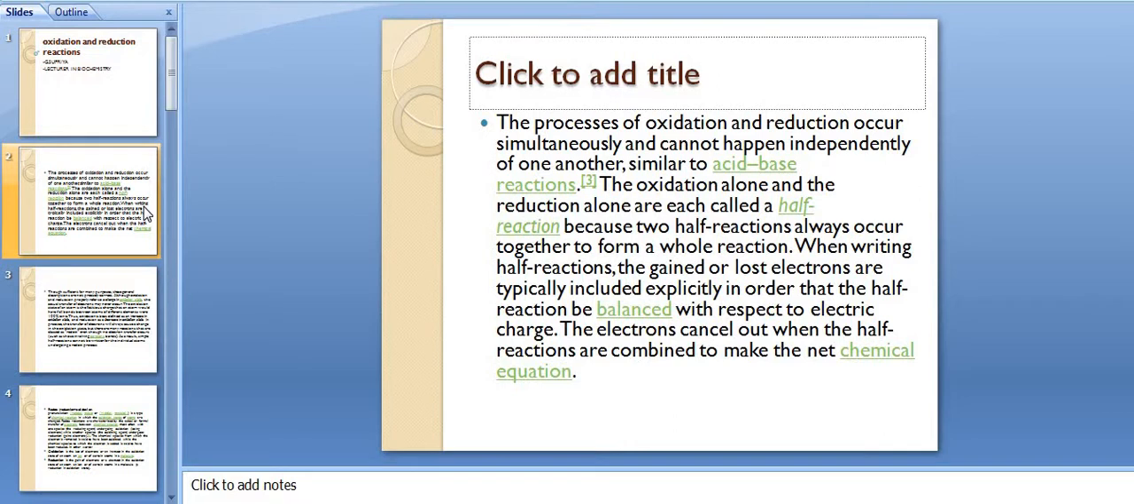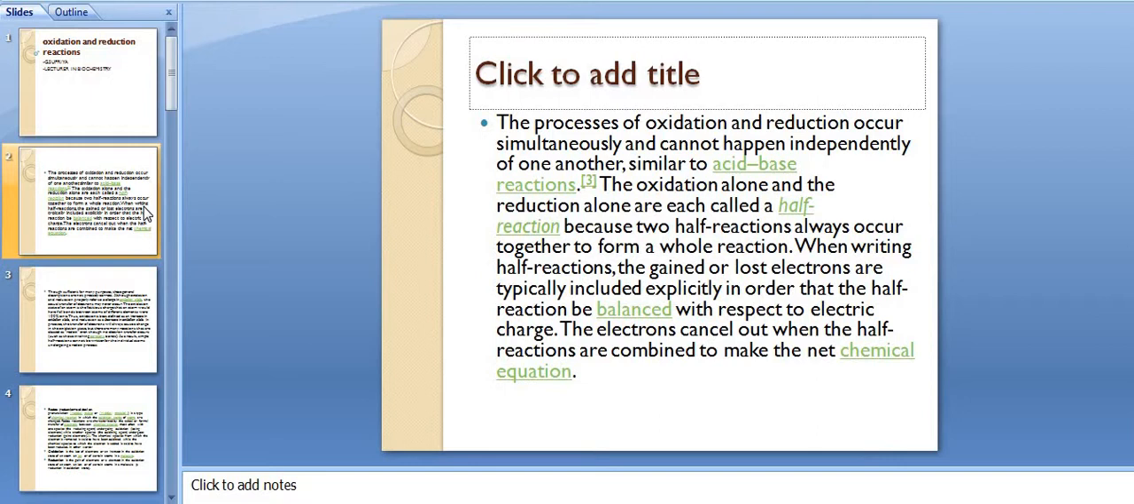The processes of oxidation and reduction occur simultaneously. They both occur at a time, and cannot happen independently of one another, similar to acid-base reactions.